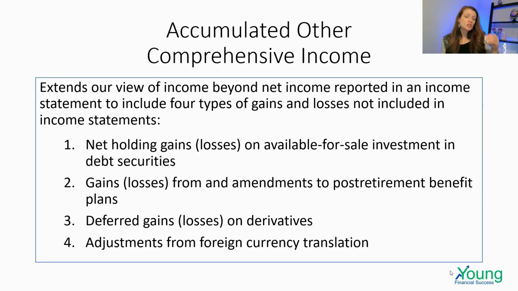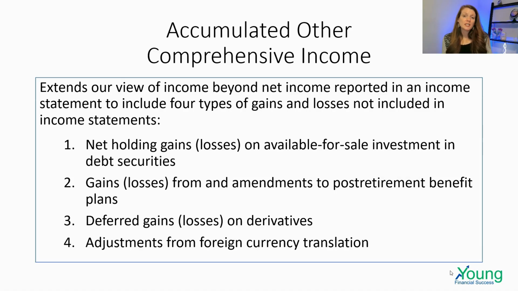That does not show up in the regular income section. Instead, that's going to be in other comprehensive income, which at the end of the year, at the end of the accounting period, they are going to close out into accumulated other comprehensive income. Same thing for the deferred gains and losses on derivatives, which is another type of investment. We don't actually get into derivatives in intermediate accounting, but that would show up in AOCI.